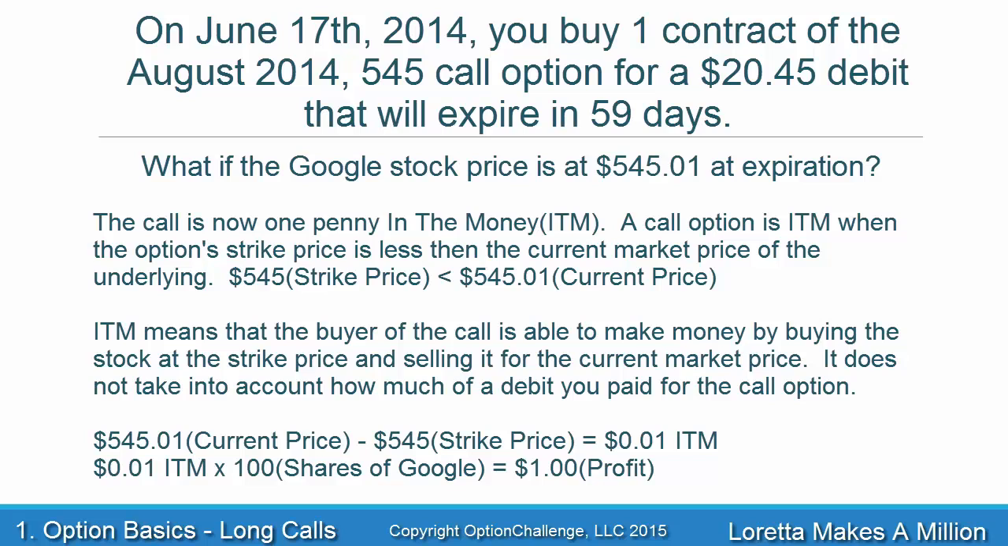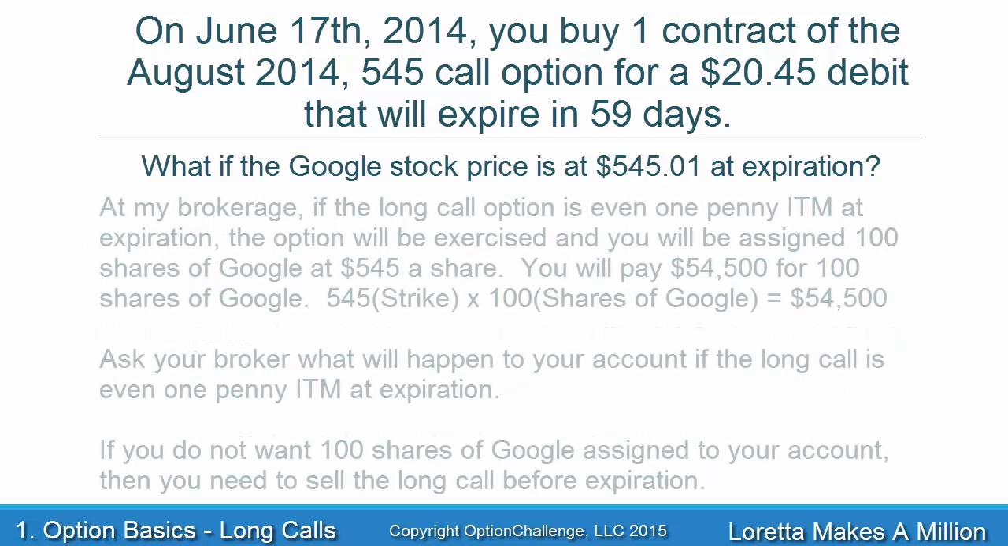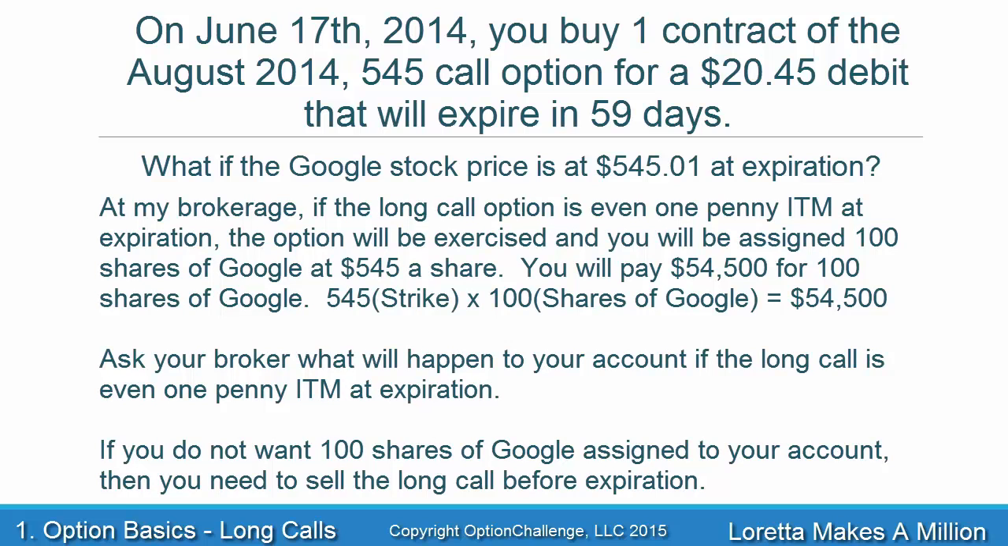So, if you buy 100 shares of Google for $545 and then sell the shares for $545.01, you would make a $1 profit. This is considered in the money. At my brokerage, if the long call is even 1 penny in the money at expiration, the option will be exercised and you will be assigned 100 shares of Google at $545 a share. You will pay $54,500 for the 100 shares of Google.